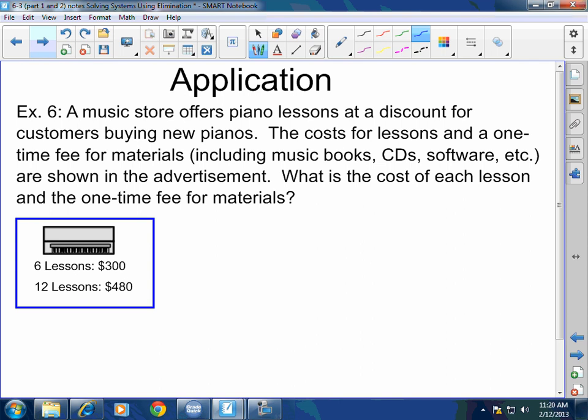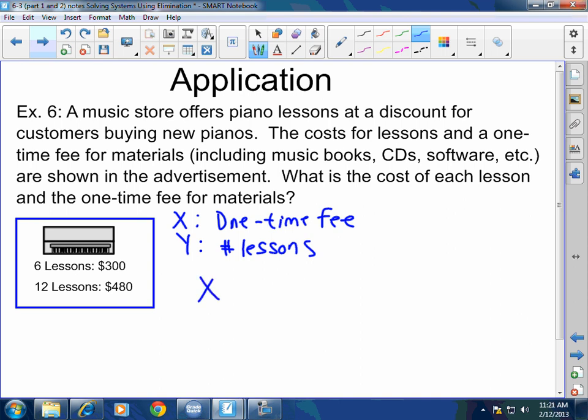Hold on. First, let's define our x and our y. What would our x be? He wants to make x the one-time fee. I'm very proud of you, son. And then y is the number of lessons. That is the start of a great answer. Now, what are the two equations? Take your time with it. I know you got this.